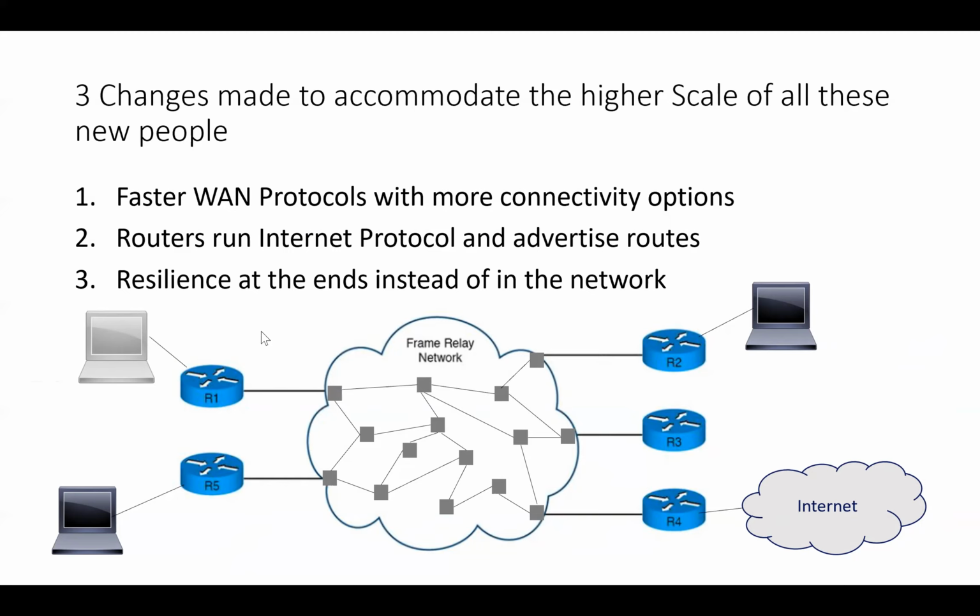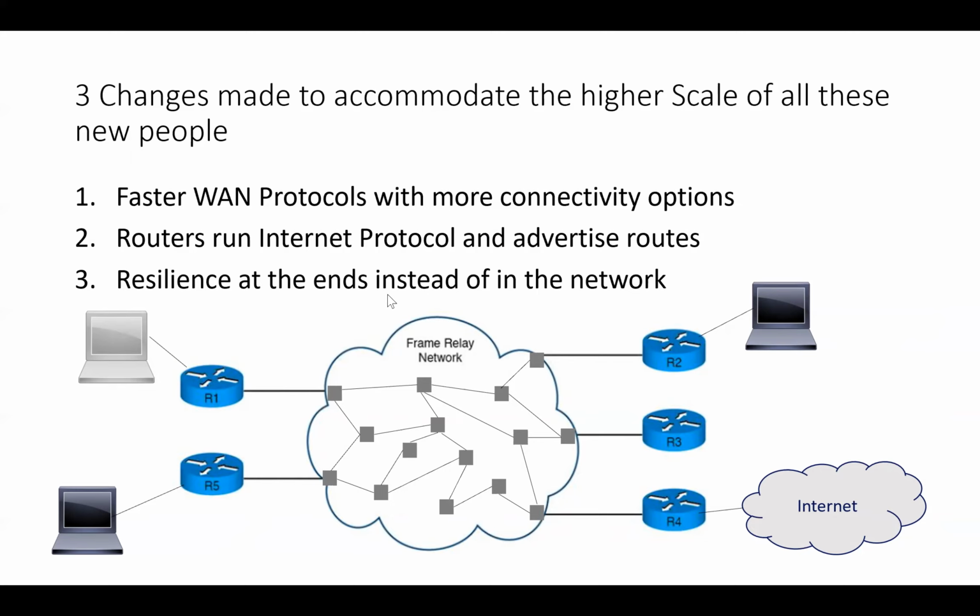And also, instead of only being able to create a private connection across the network, you could now talk from this location to multiple locations. You could connect from your company site A to your company site B. You could connect to a different company, company C, or you could connect to the internet and do lots of things off the internet. So these new WAN protocols offered more connectivity options.